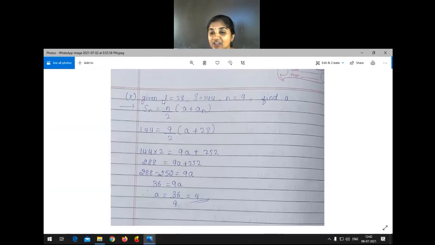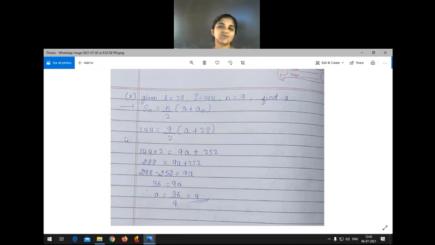Given L is equal to 28. So don't confuse, L is nothing but an. Sn is equal to 144. S is nothing but Sn. N is equal to 9. Find a. An is given, Sn is given. Find a.